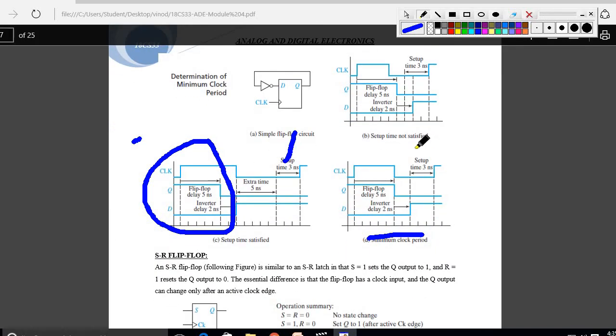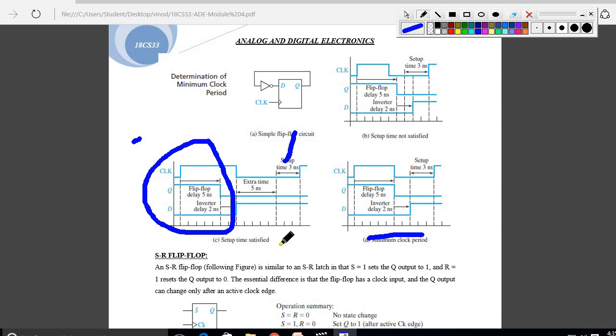Here the setup time is not satisfied, and here the setup time is satisfied, in terms of minimum clock period. Here from one clock pulse to another clock pulse, this is one clock pulse, right? So the setup time should be 3 nanoseconds, but the flip-flop delay is 5 nanoseconds. So the 3 nanosecond setup time they have mentioned is not enough, because of the next Q output. For that reason it is not satisfied.